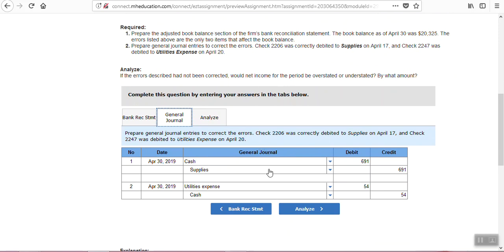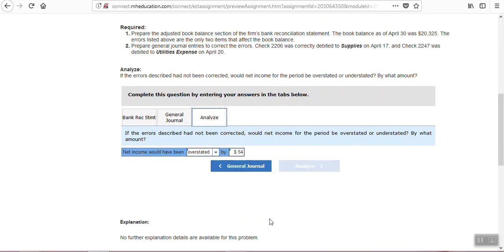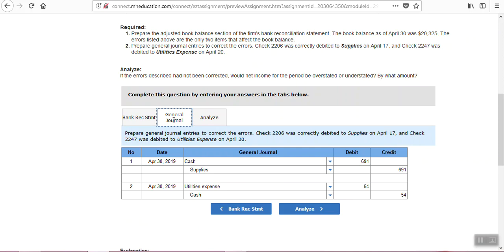So to answer the analyze part, it says, how much would net income be changed, basically? So you have to think about, well, what is net income? Net income is made up of revenue and expenses. So I would look at the journal and find the things that affect either revenues or expenses. So in this first one, our correcting entry had to do with cash and supplies. Those are both asset accounts. Asset accounts do not affect net income, so those we can ignore.